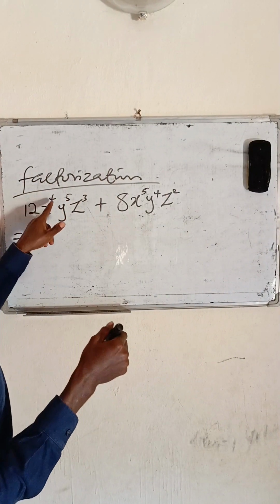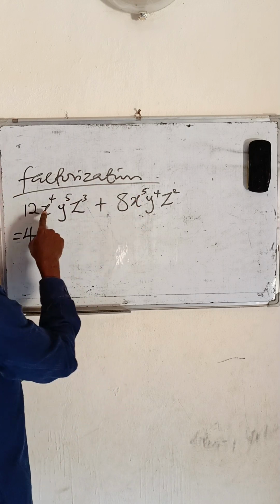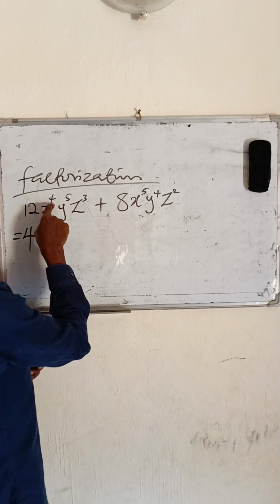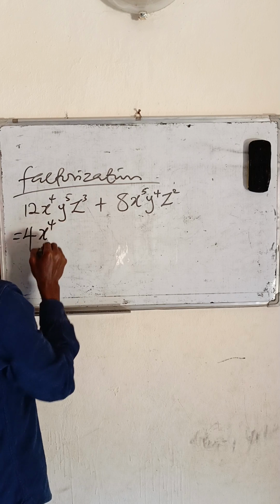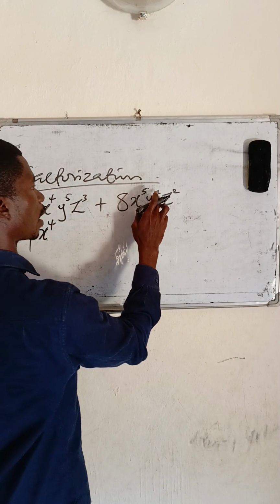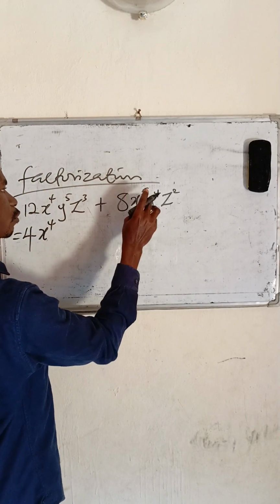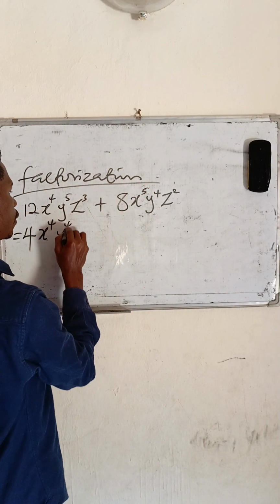We have s raised to power 4 and s raised to power 5. What do you do? You don't take s raised to power 5. You take the one with the smallest power, which is s raised to power 4. We have y raised to power 5 and y raised to power 4. You simply take the one with the smallest power, which is y raised to power 4.